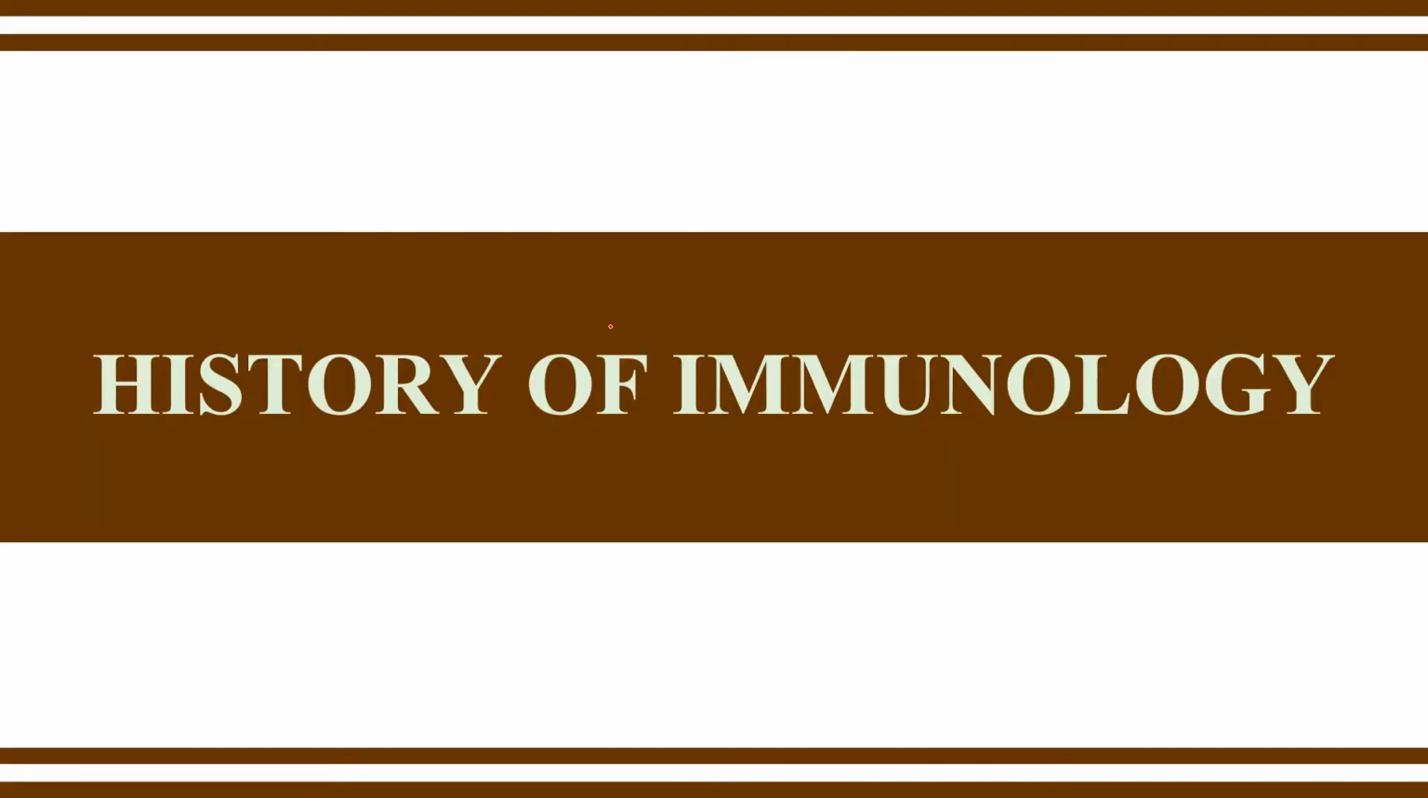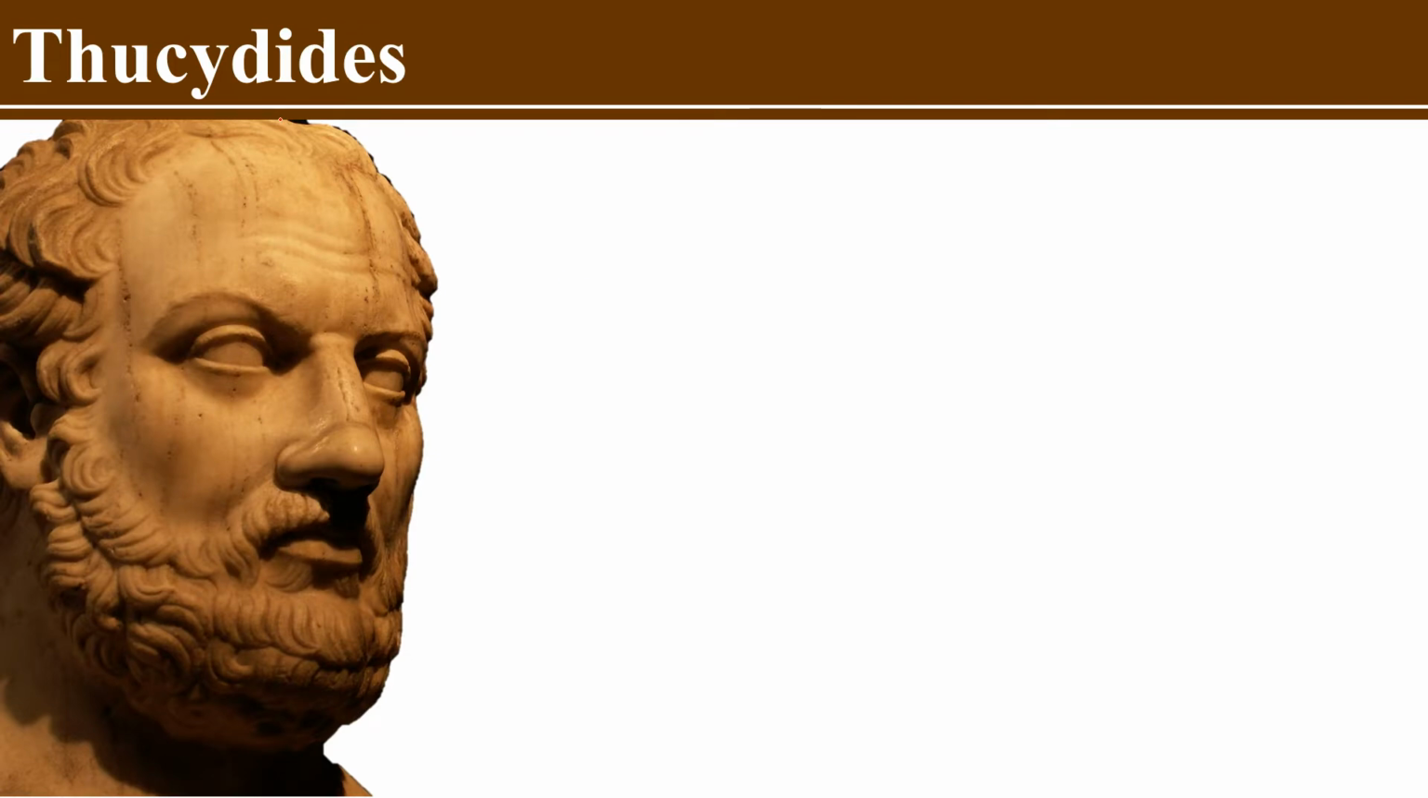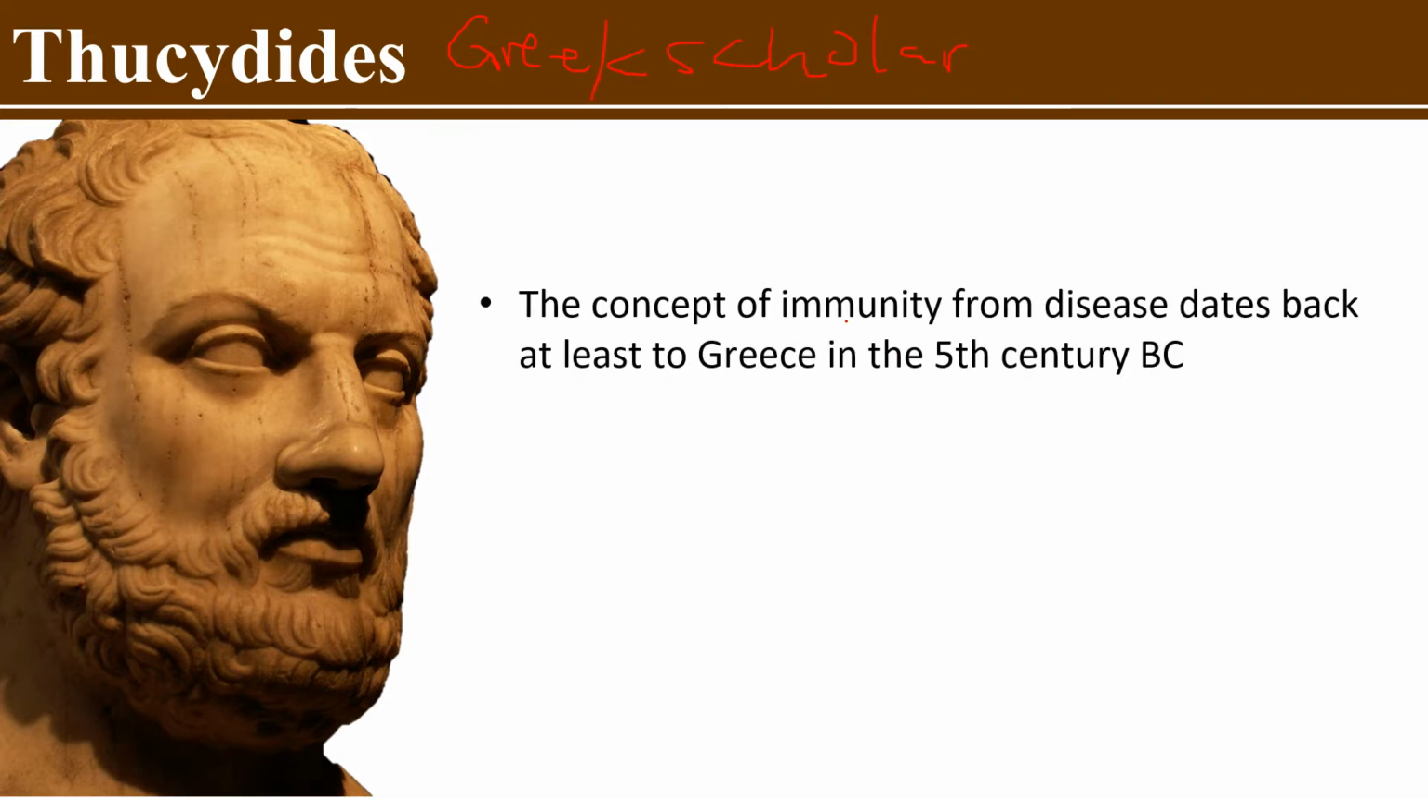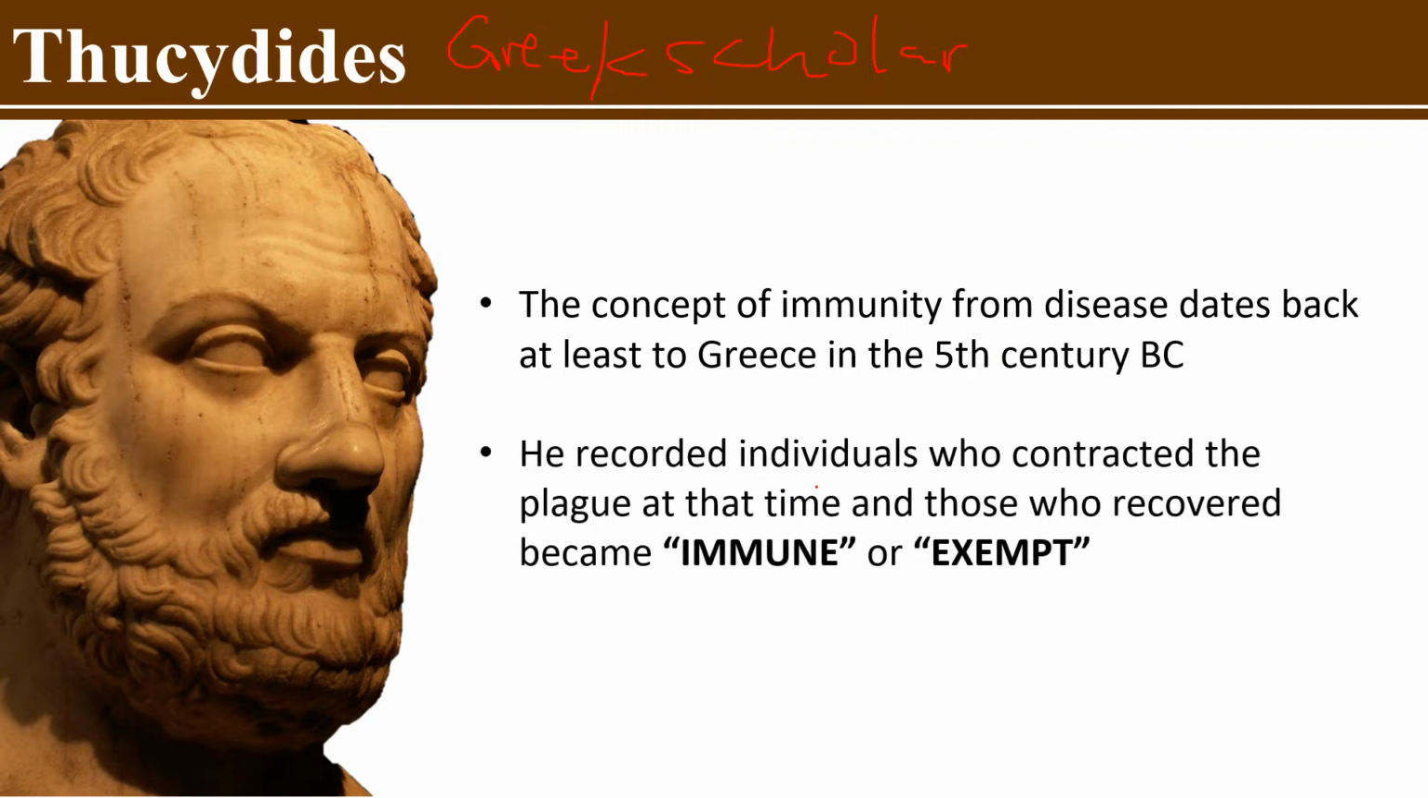Then let's talk about the history of immunology. Now we have here Thucydides. Now Thucydides class was a Greek scholar. Now he was a Greek scholar class wherein it was believed that the concept of immunity from disease would date back to at least in the 5th century BC. So that it was at that earliest stage that there was already the concept of immunity. Now, he recorded individuals who contracted the plague at that time, and those who recovered would become immune or exempt.